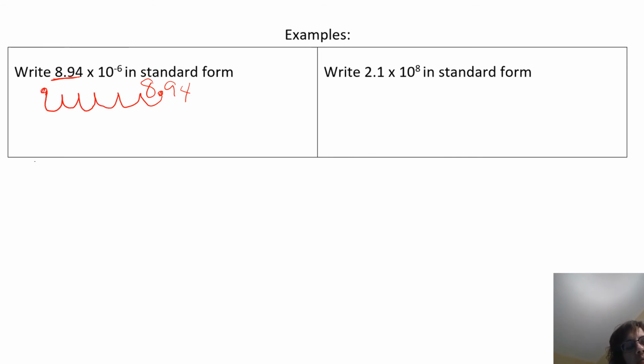We do loops so that we will know how many spaces need filled in with zeros. And then we always have that beginning 0. So now 8.94 times 10 to the negative 6 in standard form is equal to 0.000000894.